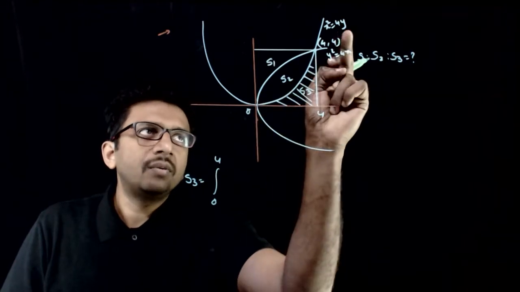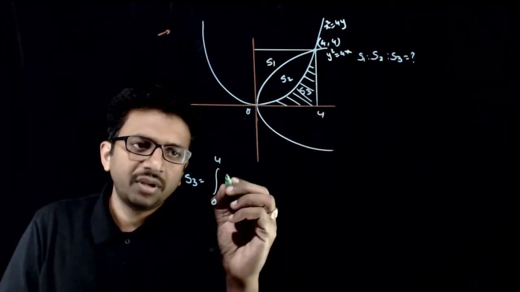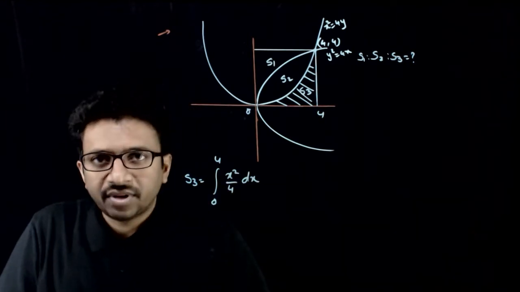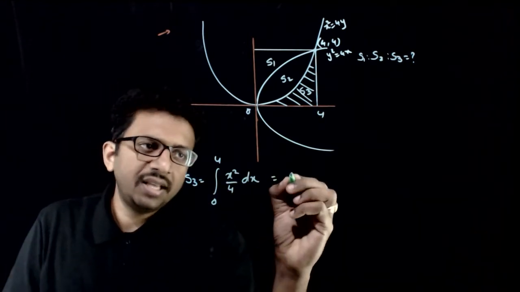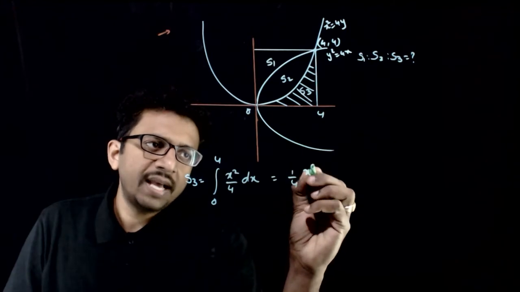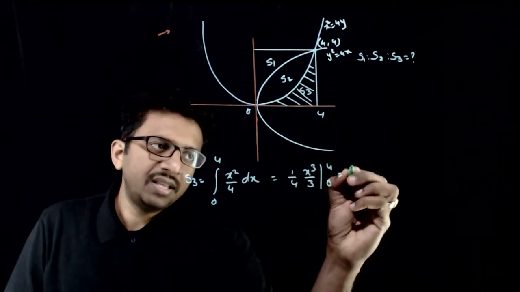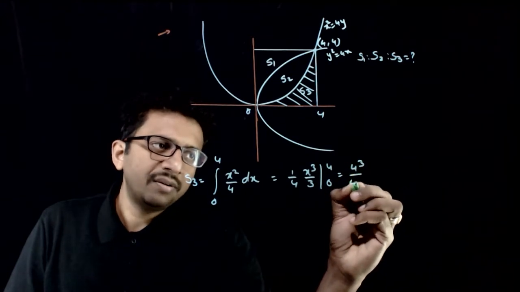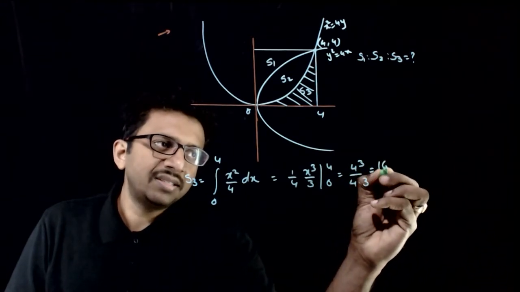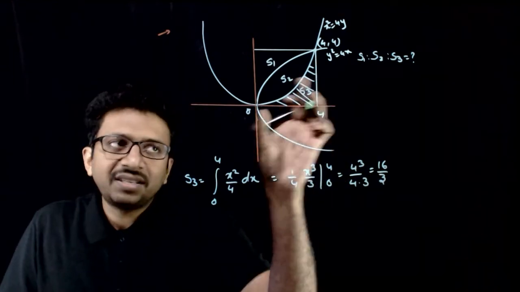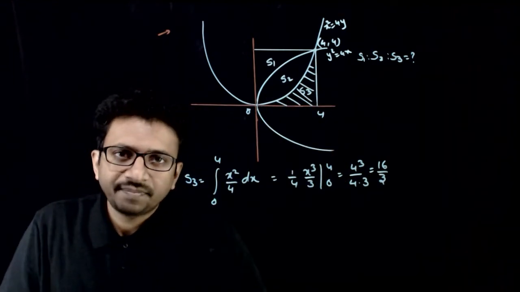What is this curve? y is equal to x square by 4. So the integral of x square by 4 dx is equal to 1 by 4 times x cube by 3 from 0 to 4. That is equal to 4 cube by 4 times 3, which is 16 by 3 square units. So the value of S3 is 16 by 3.